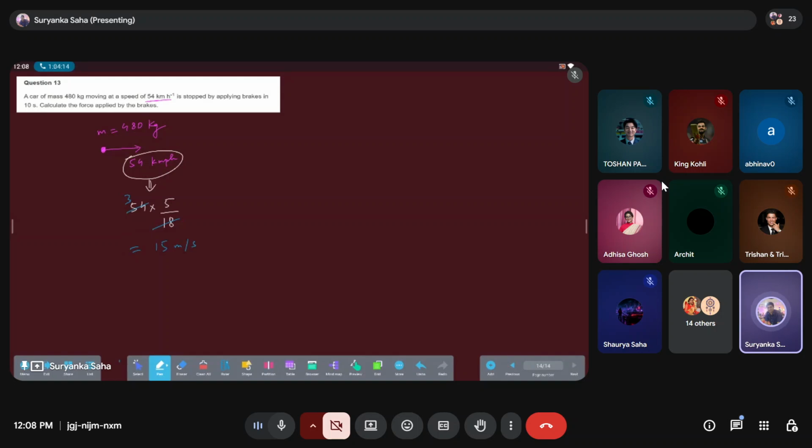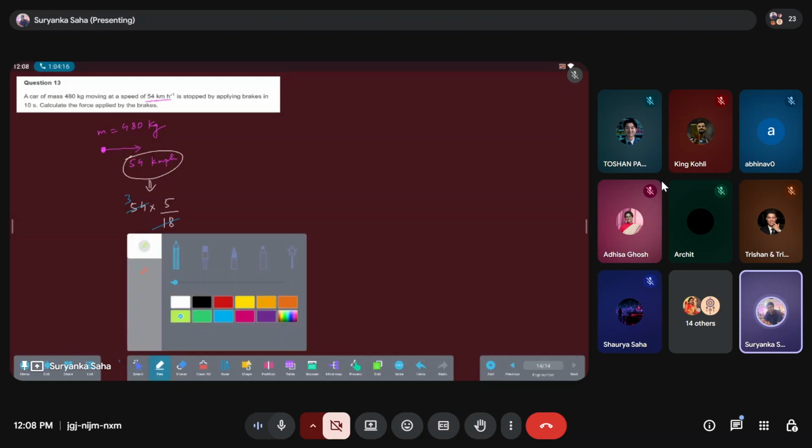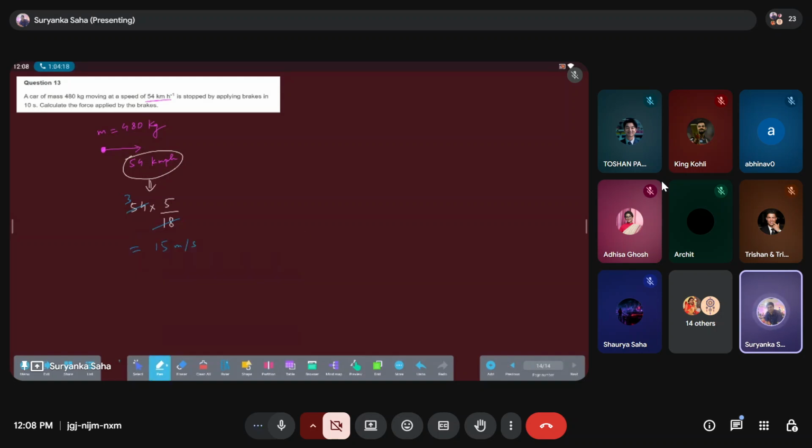So this is the value of velocity just before application of brakes. Okay, so this is the velocity. Let me write over here. This is the velocity of car just before application of brakes.